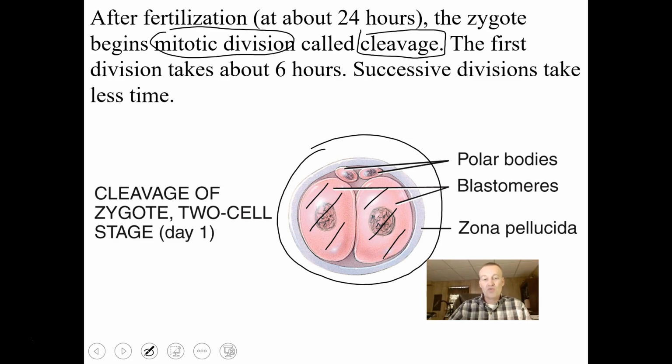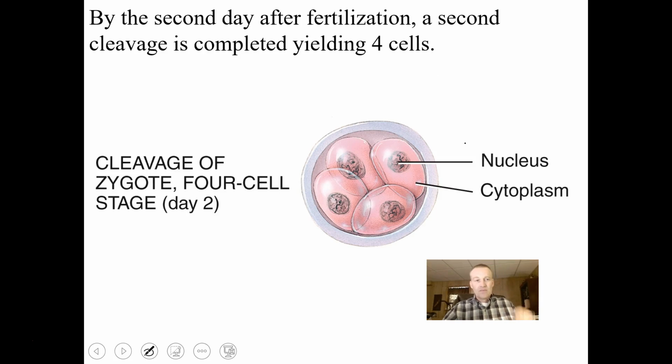Those cells are really large. They're not as big as the oocyte because they just split the oocyte in half. But they're going to become what we call blastomeres. Notice that the zona pellucida is still intact, although it's pushed away a little bit, and there are polar bodies there that will eventually disintegrate and be removed. So by the second day after fertilization, a second cleavage is completed, yielding 4 cells.